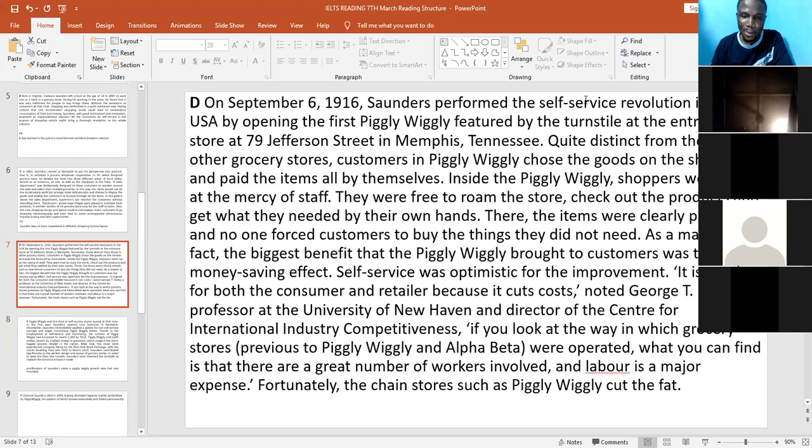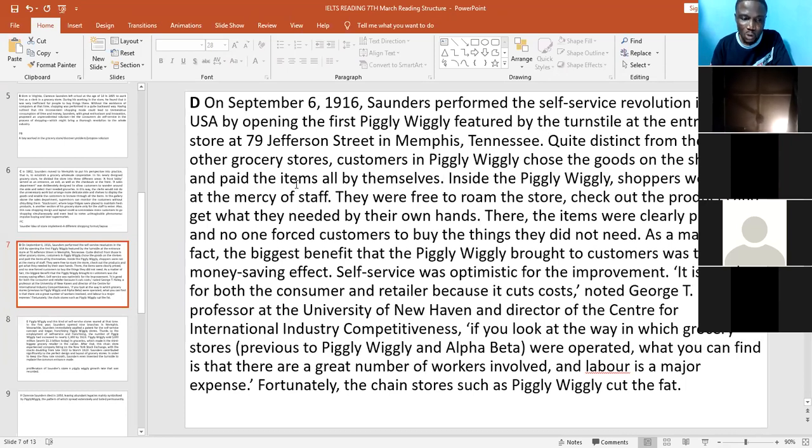So on September 6, 1916, Saunders performed the self-service revolution in the US by opening the first Piggly Wiggly. So I think that's why some people might be confused about the Piggly Wiggly issue. Okay, what was the main issue here? Introduction of the self-service. And you will see that it will continue to mention that.